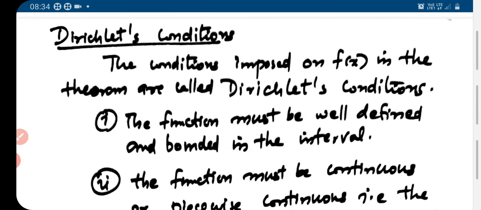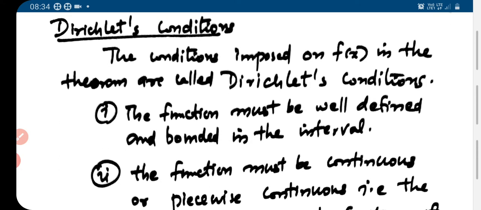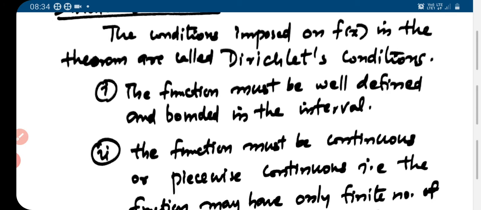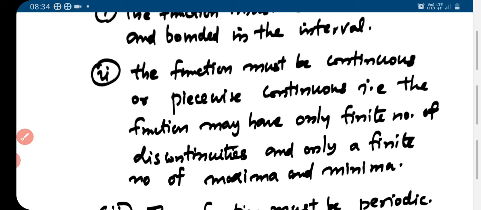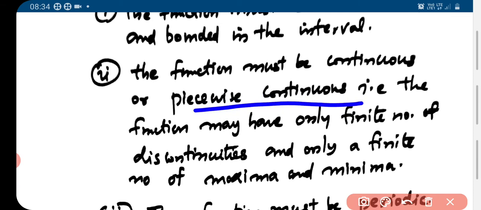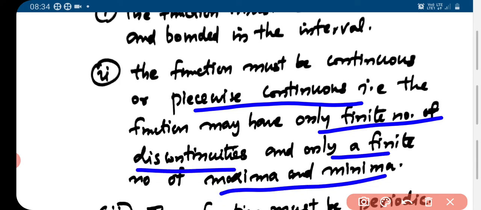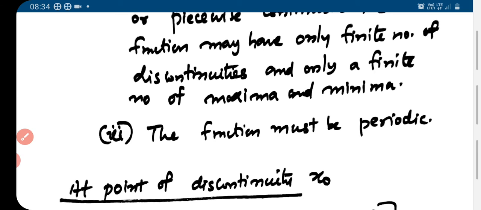Dirichlet's conditions are nothing but what we showed in Dirichlet's theorem. The conditions imposed on f of x in the theorem are called Dirichlet's conditions. The function must be well defined and bounded in the interval, as we said in the theorem. The function must be continuous or piecewise continuous. That is, the function may have only a finite number of discontinuities and only a finite number of maxima and minima, and the function must be periodic.